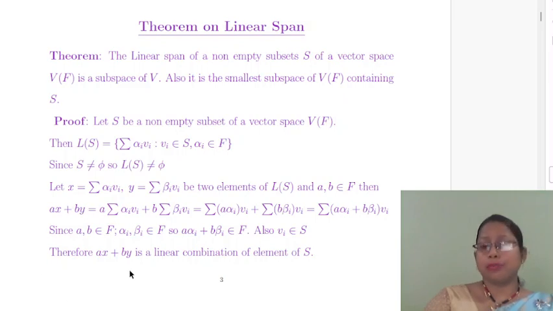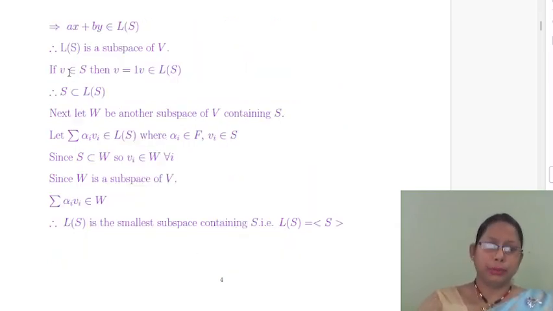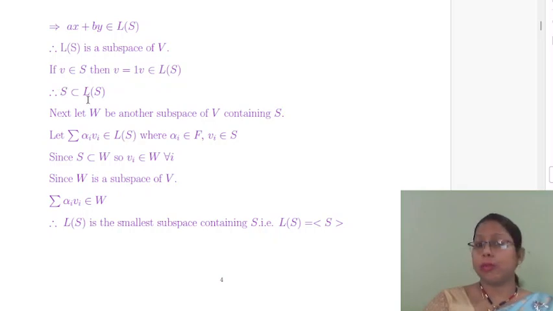So ax plus by here belongs to L of S. Therefore, L of S is a subspace. Next, we have seen that if v belongs to S, then v can be written as 1v, which belongs to L of S. Therefore, S is a subset of L of S. Next, let W be another subspace of V containing S. We have to show that L of S is contained in W.